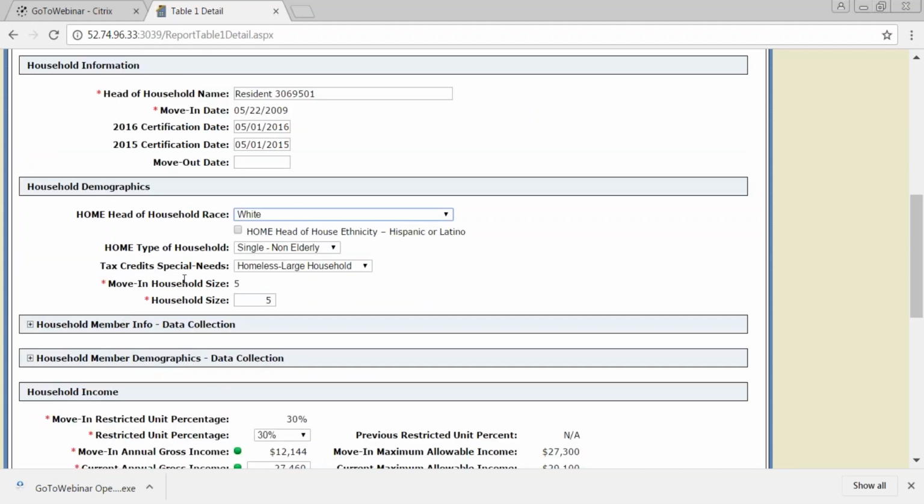So there's something a little odd going on with the single non-elderly designation that was reported. And we can look at the household size as an indicator that perhaps a single non-elderly does not match up with the household size. So this is another area to look at and make sure that you're not reporting things that don't make sense. And we're going to move on to look at another unit.